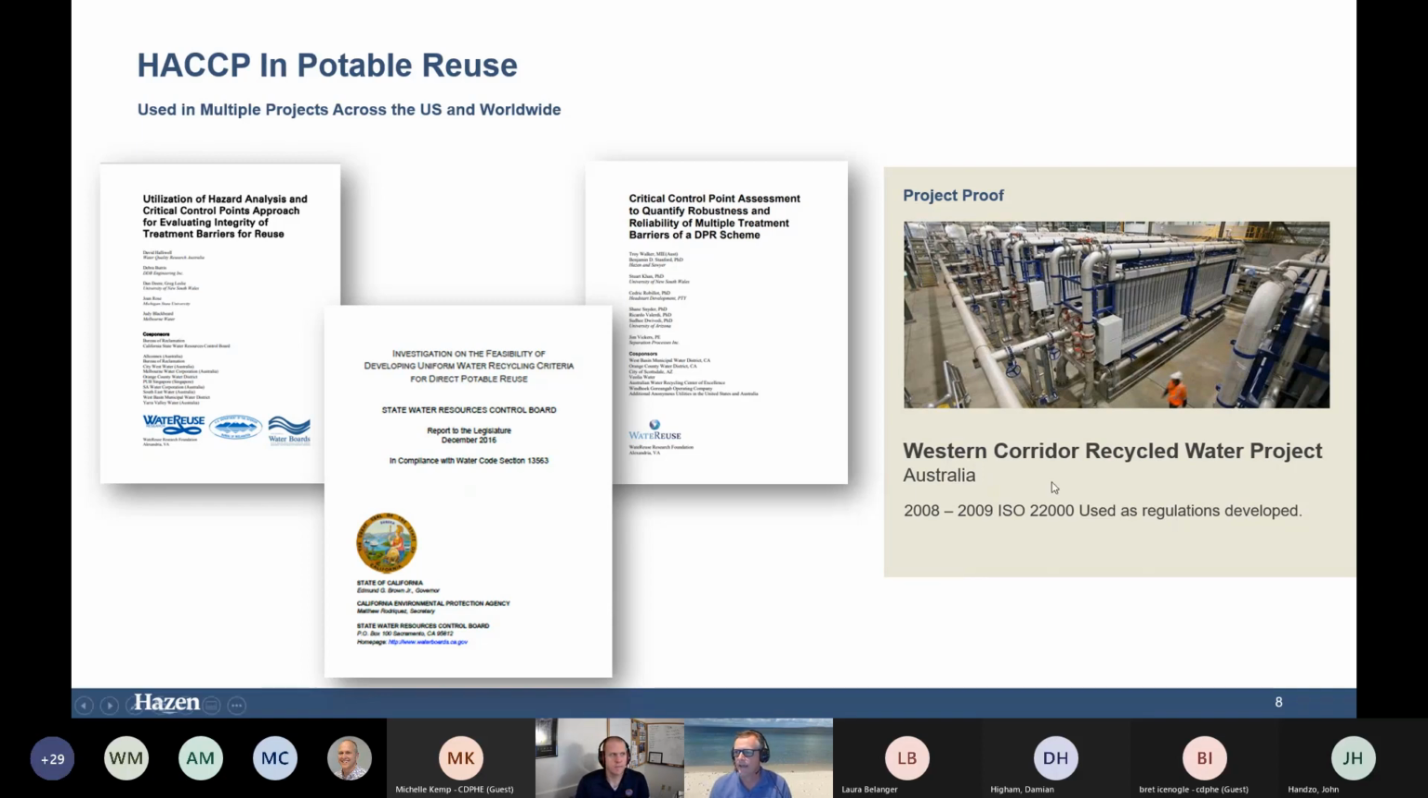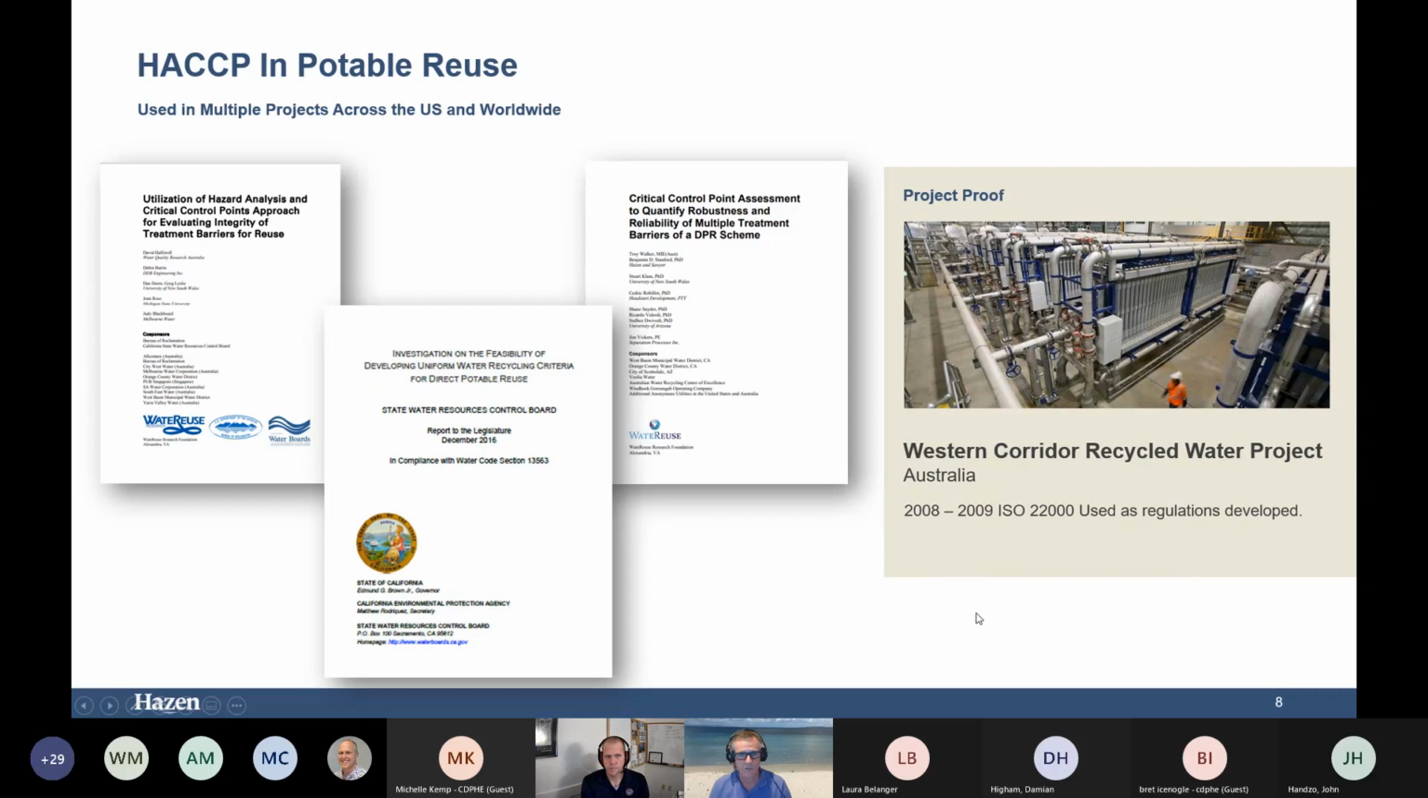Now, I mentioned earlier the project that I got to know and love, critical control points and HACCP, was the Western Corridor Recycled Water Project in Australia, which was a set of 3 advanced treatment systems, membrane-based, so MF, RO, UV advanced oxidation, which were built very quickly. One plant was built in about 9 months, if you can believe that, up to about 20 MGD of capacity.